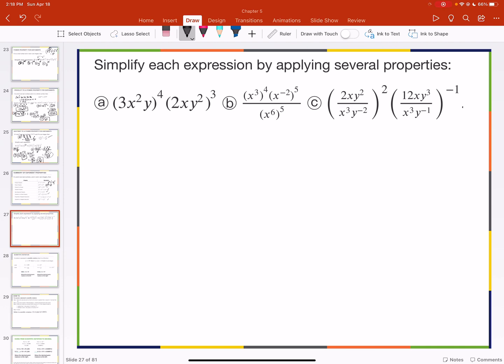So here for A, you have 3x squared y to the 4th power, all of that to the 4th. So 3 to the 4th, x, 2 times 4 is 8, y to the 4th power. So that's the first one, times, then we have 2 cubed, x cubed, right? And then y to the 6th.